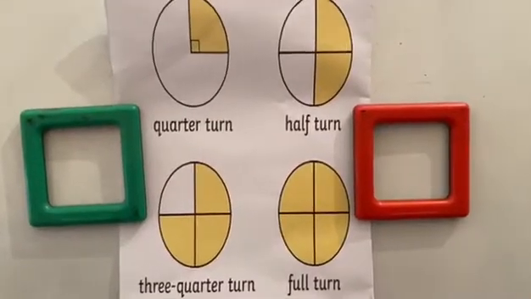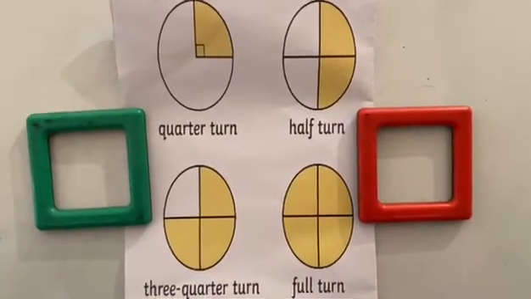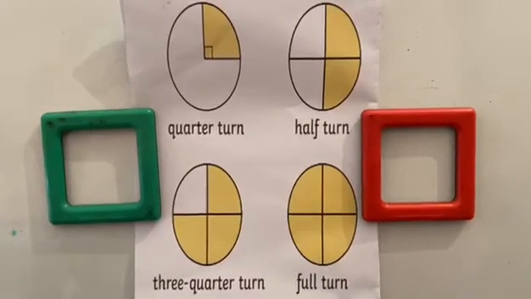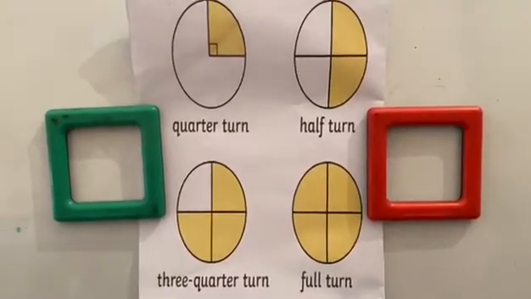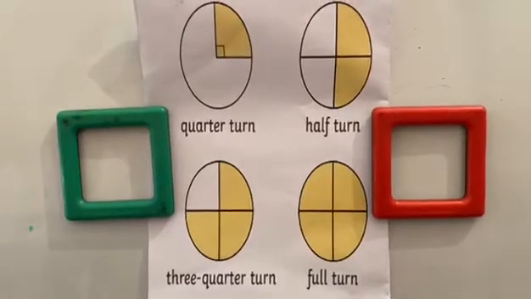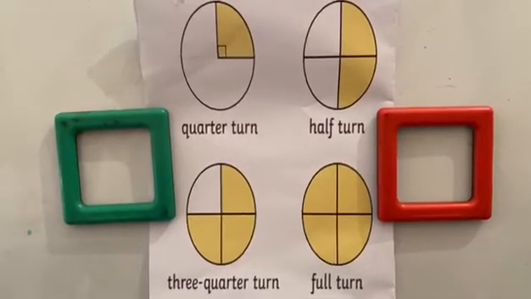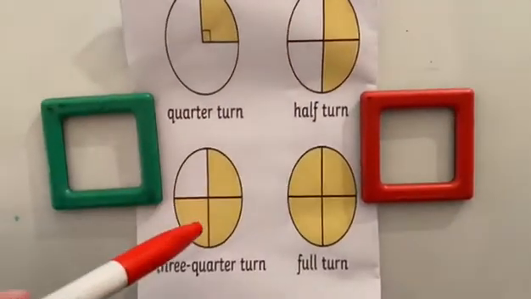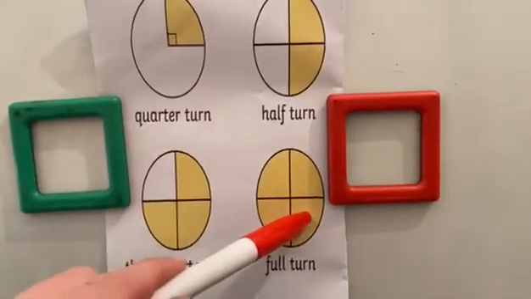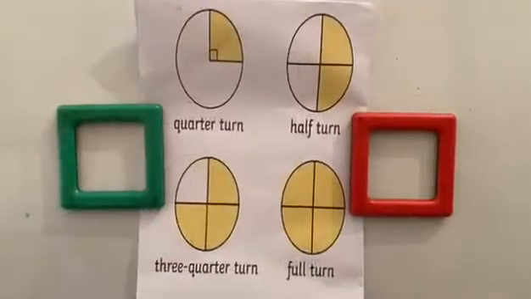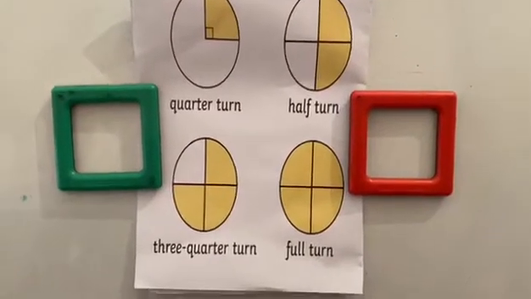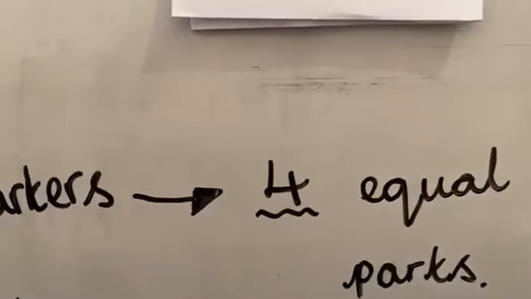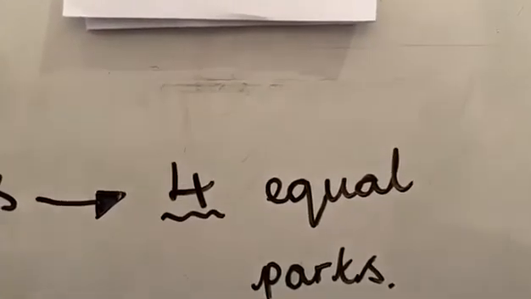Great, now that we have reminded ourselves of the terms clockwise and anti-clockwise, we can start to think about the different turns that you can make. Now, as you can see, there are 4 different turns we can make. The first is a quarter turn, the second is a half turn, the third is a 3/4 turn, and last we have a full turn. And just in case we forgot, quarters means having 4 equal parts.